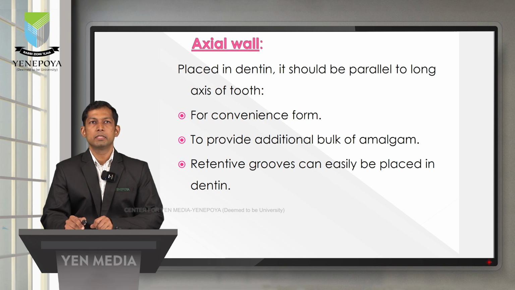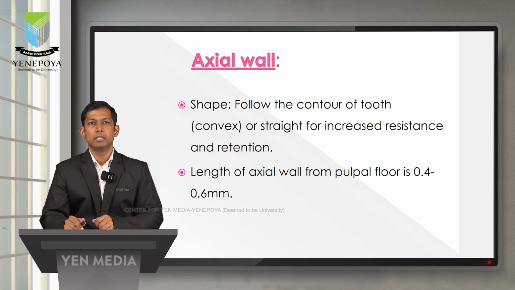Next part of the proximal box is the axial wall. It is placed in the dentin. It should be parallel to the long axis of the tooth. Now this is provided for convenience form to provide additional bulk of amalgam. Retentive grooves can be easily placed if an additional retention feature is required in the dentin. The shape of the axial wall ideally follows the contour of the external surface of the tooth, that is slightly convex or straight, for increased resistance and retention. Never make the axial wall concave because it will become closer to the pulp, leading to injury to the pulp. Length of the axial wall from the pulpal floor is 0.4 to 0.6 mm.